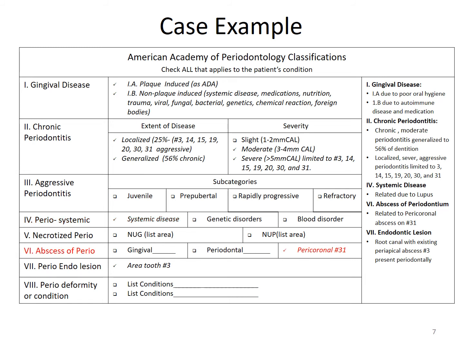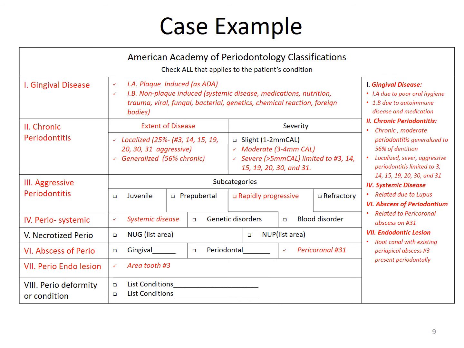An abscess of the periodontium has been documented in the patient's overview. Therefore, category 6 has been selected to represent the pericoronal lesion located on tooth number 31. The last category that applies to our patient is category 7. This category takes into account an endodontically involved tooth that presents periodontally.